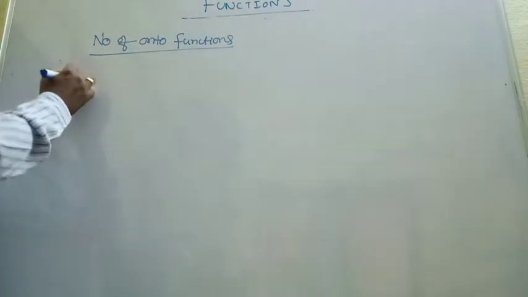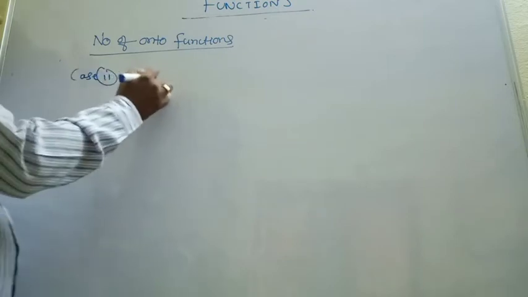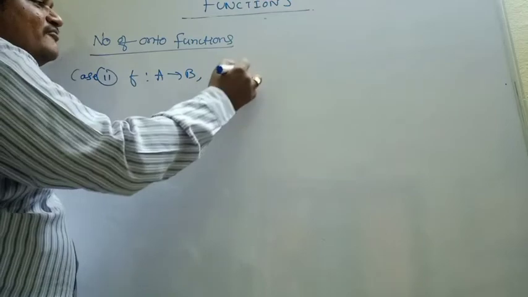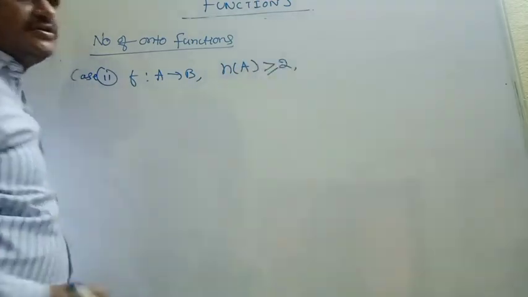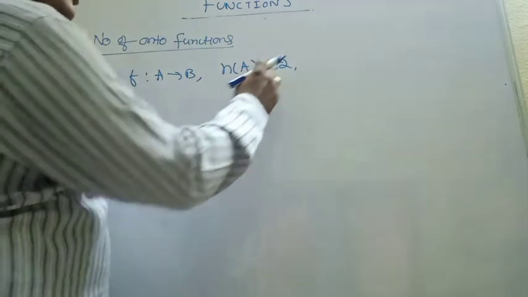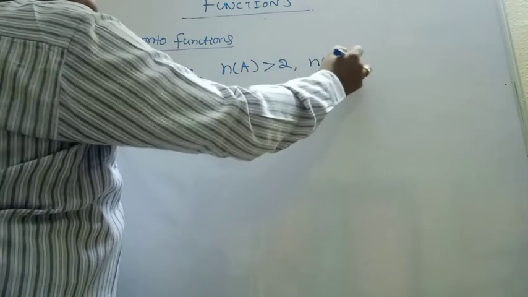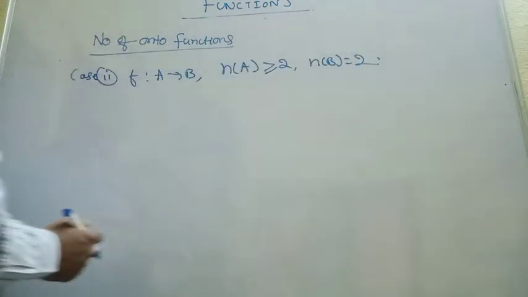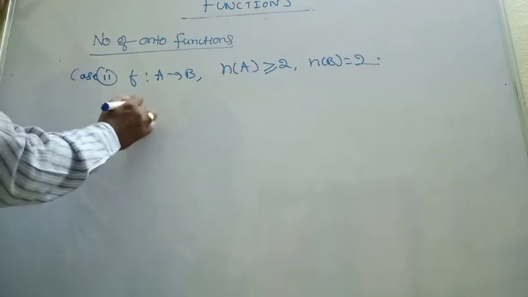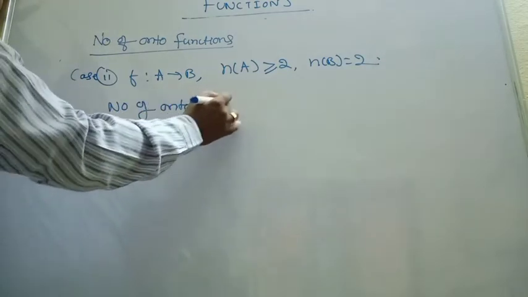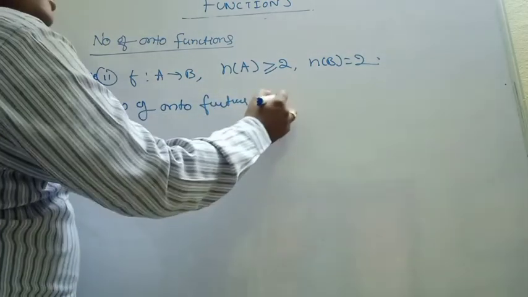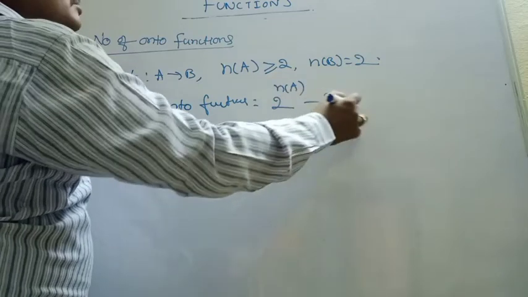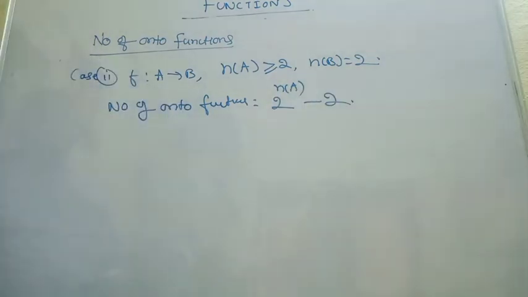Next, case 2, my dear students. If f is a function from A to B, and n of A is greater than or equal to 2, and n of B has only 2 elements, then the number of onto functions is nothing but 2 power n of A minus 2, like this, right?